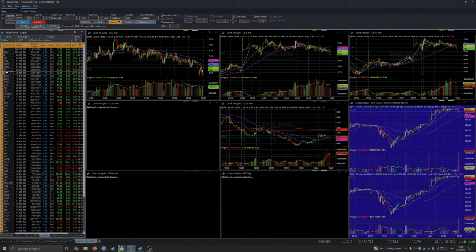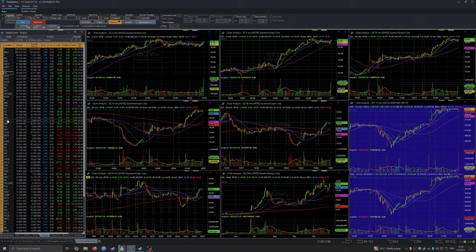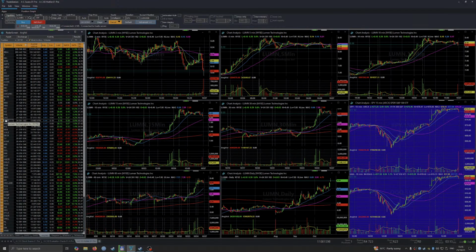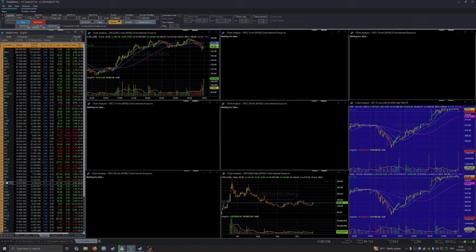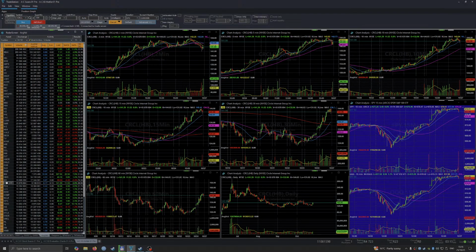Okay, so as you can see, when I click on any of these names, which represent company names, obviously, there's all the company stocks, all the charts populate with data from that stock. So I can see everything from the 2-minute chart here, the 2-minute, 5-minute, 10-minute, 15, 20, 60, and daily. And the SPY and the Qs here, these are set to the 15-minute time interval.